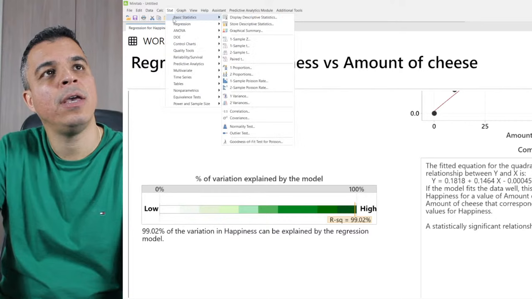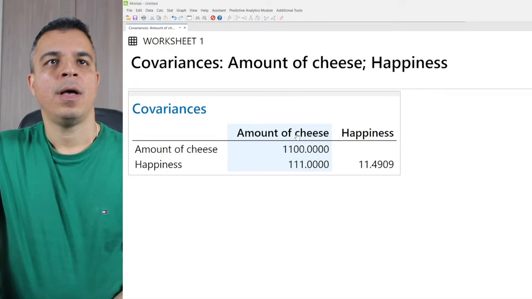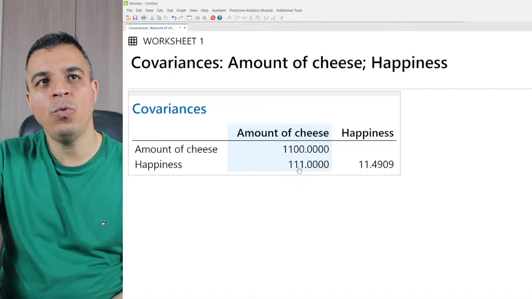Covariance. If we run a covariance analysis, you get a number for amount of cheese and happiness. Amount of cheese versus happiness, I got 111. I know it is positive, but you don't know how strong that is.